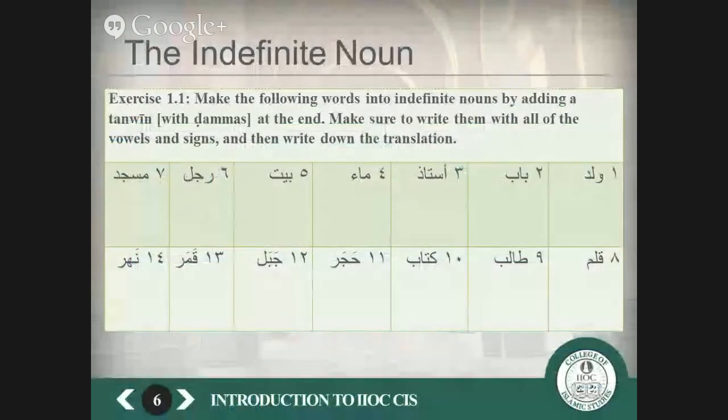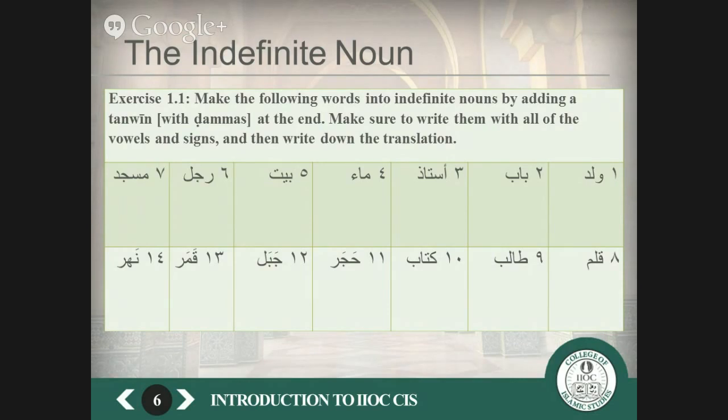So waladun, a child. Number two, babun. What is the translation? A door. Babun, a door. Number three, ustadhun, a teacher. Good. Let's try number four. Ma'un, a water. Would you say a water?